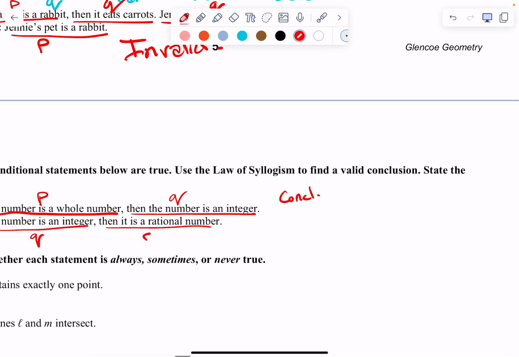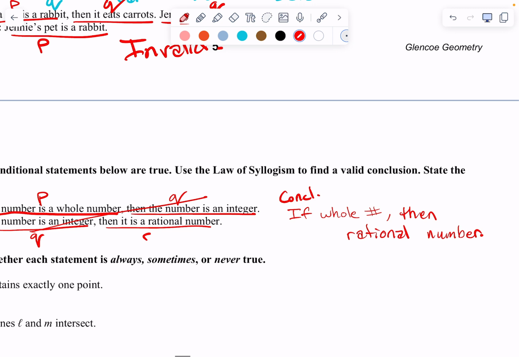No, it's valid, kiddo. We're writing a conclusion. If whole number, then rational. We skip over the integer part. If whole number, then rational number. You have rational and irrational. Irrationals are decimals that don't stop or repeat, like pi, or the square root of 2, or e. Rational numbers are any fractions or decimals that stop or repeat.